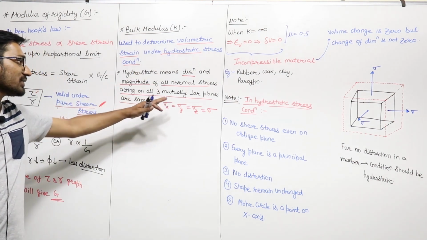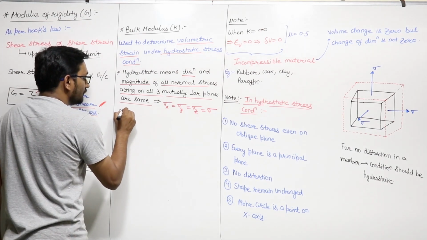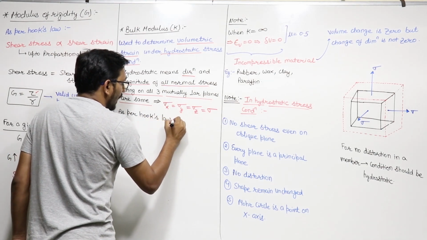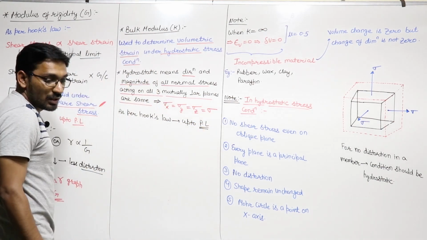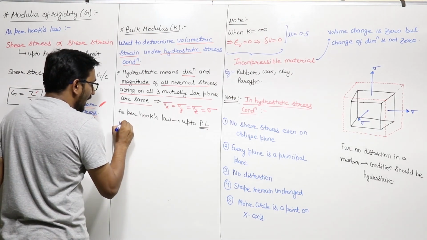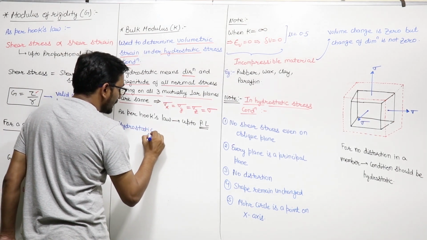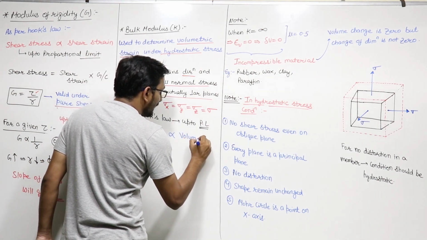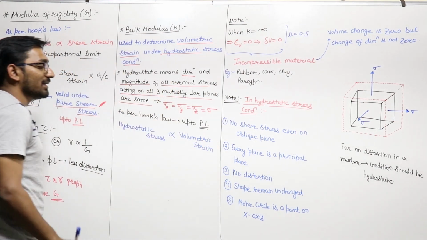This is the meaning of hydrostatic state of stress. So we can say that as per Hooke's law, up to proportional limit, this is important, Hooke's law is valid only up to proportional limit. So up to proportional limit, your hydrostatic stress is directly proportional to volumetric strain.